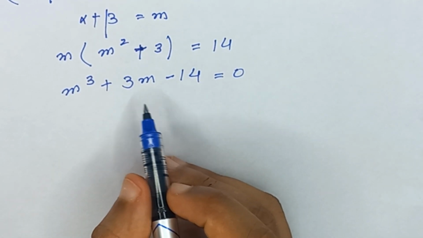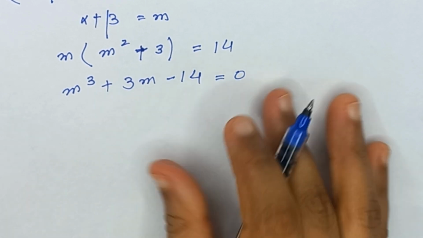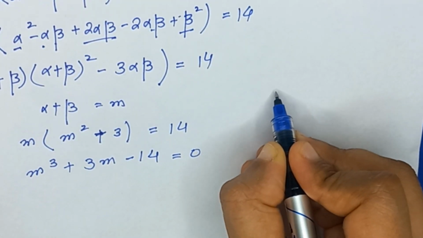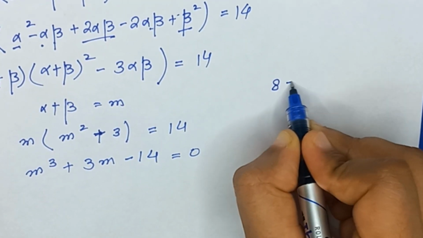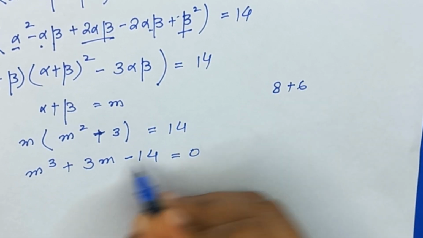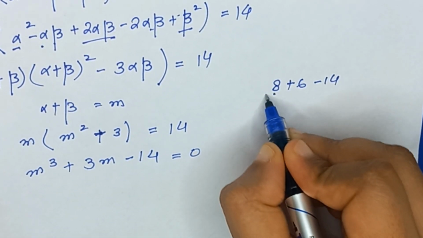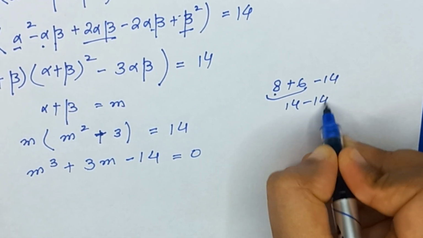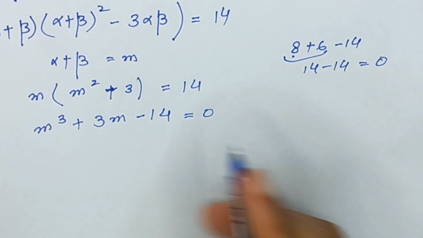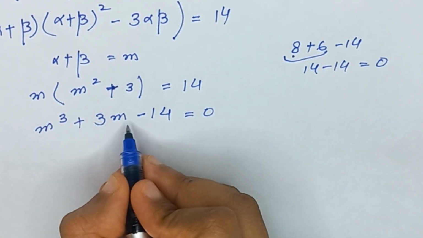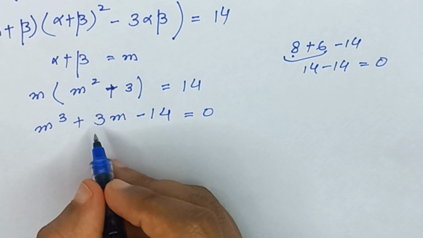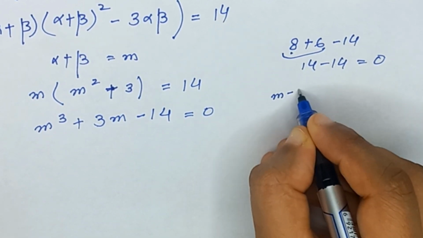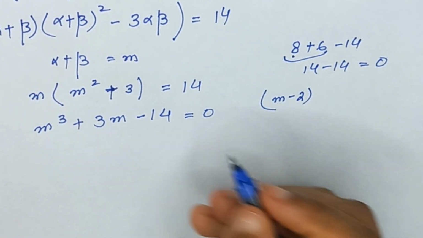If I substitute here m is equal to 2, so it will be 2 cube, which is 8, plus 3 times 2, which is 6, minus 14. 8 plus 6 will be 14, minus 14 will give us 0. That means m is equal to 2 is one of the solutions of this equation. That means m minus 2 is one of the factors of this equation.